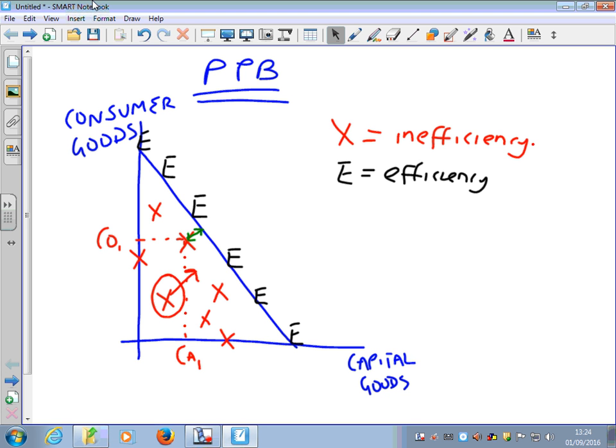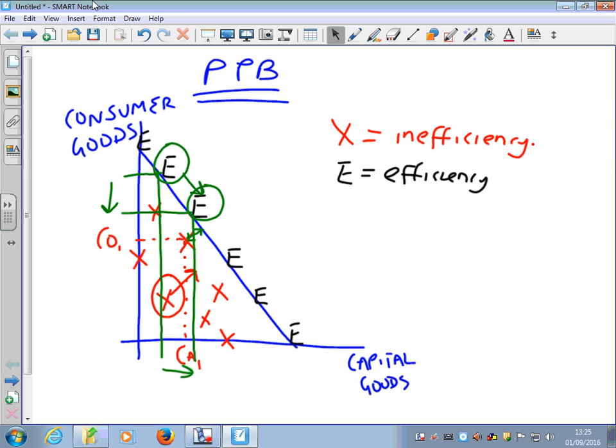Now, when I'm being efficient, I do have an opportunity cost. Okay, so for an example, if I was to start off here, making mainly consumer goods and fairly few capital goods. The only way that I could make more capital goods, moving here for example, so I'm making more capital goods, would be to sacrifice some consumer goods. So what I've got here is an opportunity cost. So when you're efficient, you want to make more of one thing, you'll have to give up something, unfortunately.